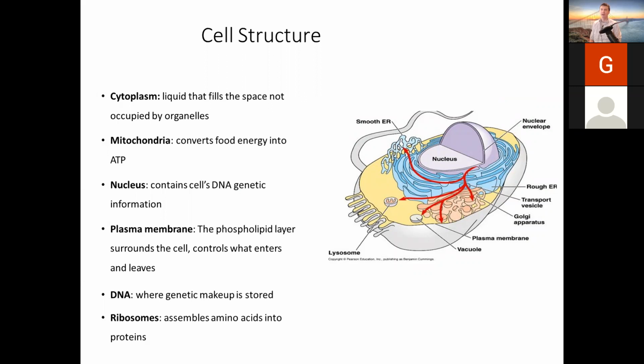One is the cytoplasm. This is the liquid that fills the space not occupied by the organelles. Mitochondria converts food energy into ATP. The nucleus contains the cell's DNA, its genetic information. The plasma membrane, on the outside, is the phospholipid layer that surrounds the cell and controls what enters and leaves. DNA is where the genetic makeup is stored. Ribosomes are the sites where amino acids are made into proteins.